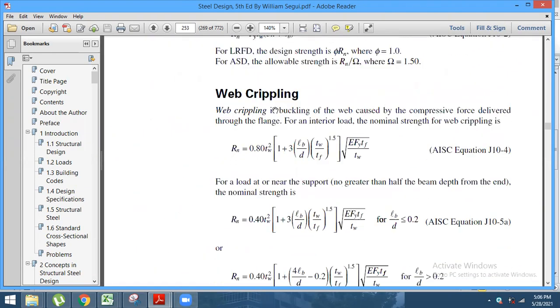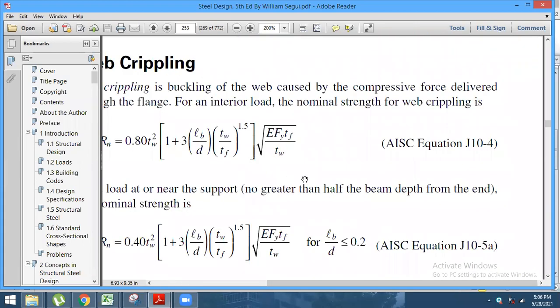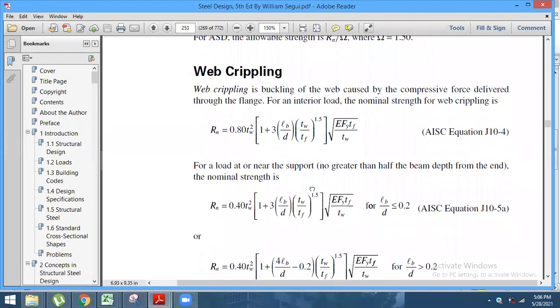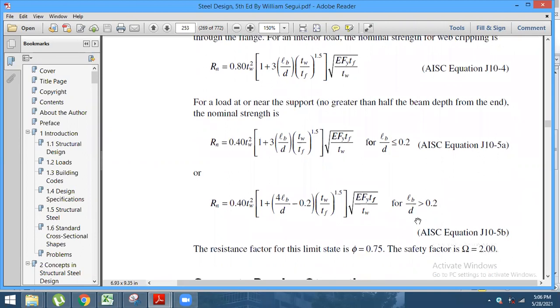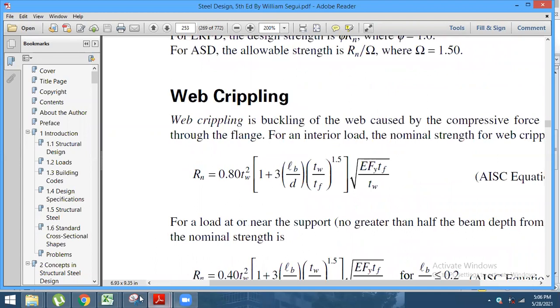Okay? Now, for the web crippling naman, ito yung formula natin dyan for the web crippling. Okay? So, ito ay para sa interior load, tapos ito naman ay para sa support. So, may ano dyan, it depends upon if LB over D is less than or equal to 0.1 and if LB over D is greater than 0.2. So, web crippling. Ano nga bang web crippling, sir?